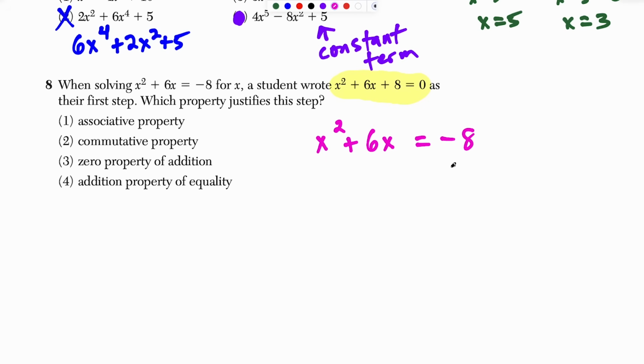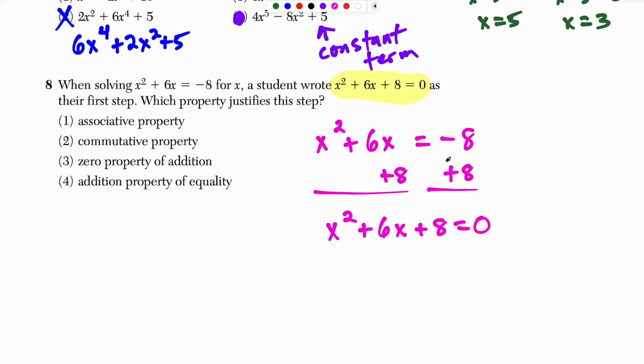Well, we would have to go plus 8 on both sides. Okay, so if we add 8 to both sides, we get x squared plus 6x plus 8 equals 0. But notice we added something to both sides. And the only answer that mentions addition is choice 4. So the addition property of equality is our answer.